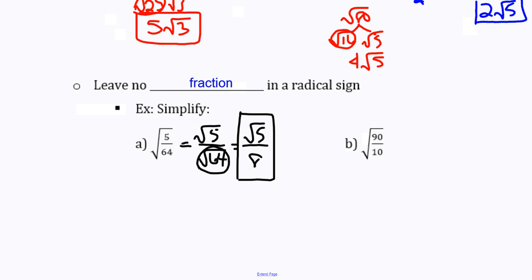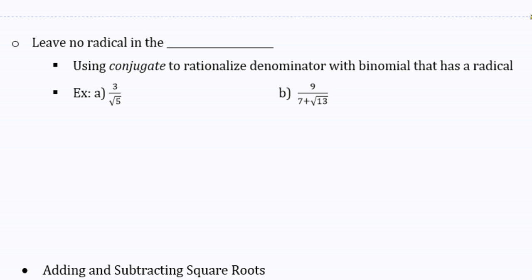Our other option, in example B, I see a square root of 90 tenths. Now, this one's also pretty nice because 90 tenths can be reduced. 10 goes into 90 9 times, so I have the square root of 9, which is just 3. Okay. Now, I don't, though, want to leave any kind of fraction in the denominator, any kind of radical in the denominator. So, in example A, for example, we have to do that process that we saw on the earlier page when we were talking about the rules.